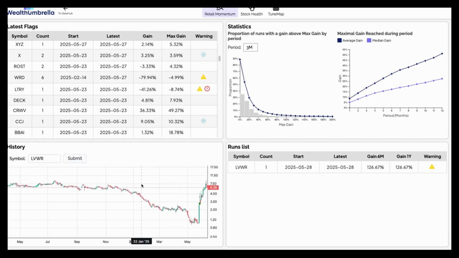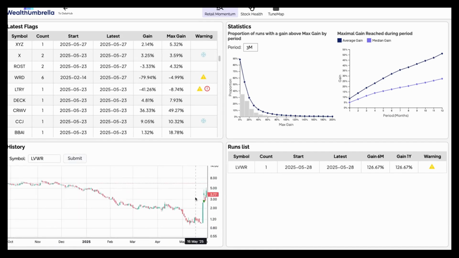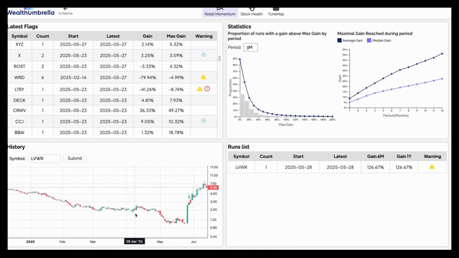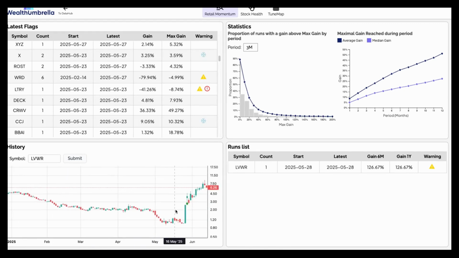The counter example is LVWR. That's just one I found prior. There's plenty of examples, but as you can see, there was a big jump, even almost tripling in value within 2 days. And finally, it doubled once again after the signal. So it's just to show in 2 examples why it's not always bad to see this, but it's just riskier.